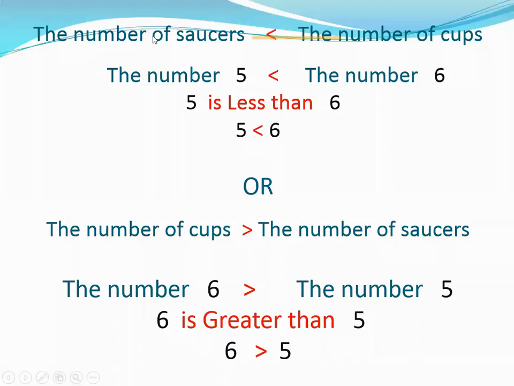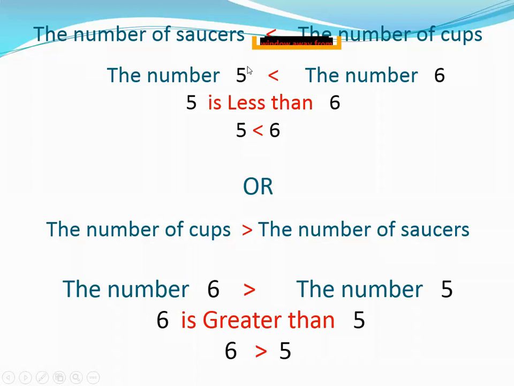Now, how to write and how to read the number of saucers less than the number of cups. The number 5, then this is the sign of less than. What do we call it? Less than. And the number 6. The number 5 shows the number of saucers, and the number 6 shows the number of cups. So 5 is less than 6.